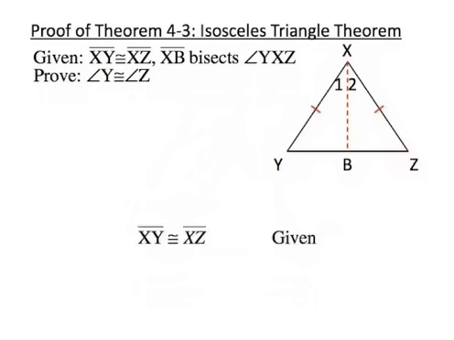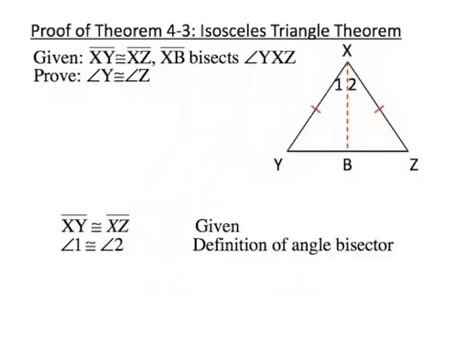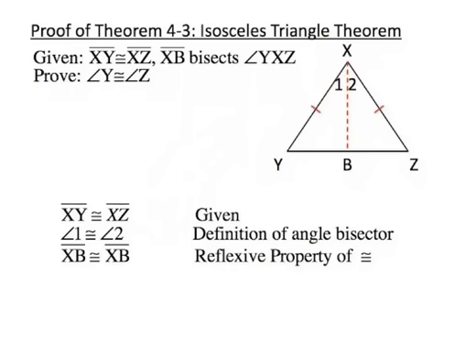So let's start off with a piece of our given information, and that's that segment XY is congruent to segment XZ. And since segment XB bisects angle YXZ, by the definition of the angle bisector, we can say that angle 1 is congruent to angle 2. The reflexive property of congruence allows us to state that segment XB is congruent to itself, segment XB.